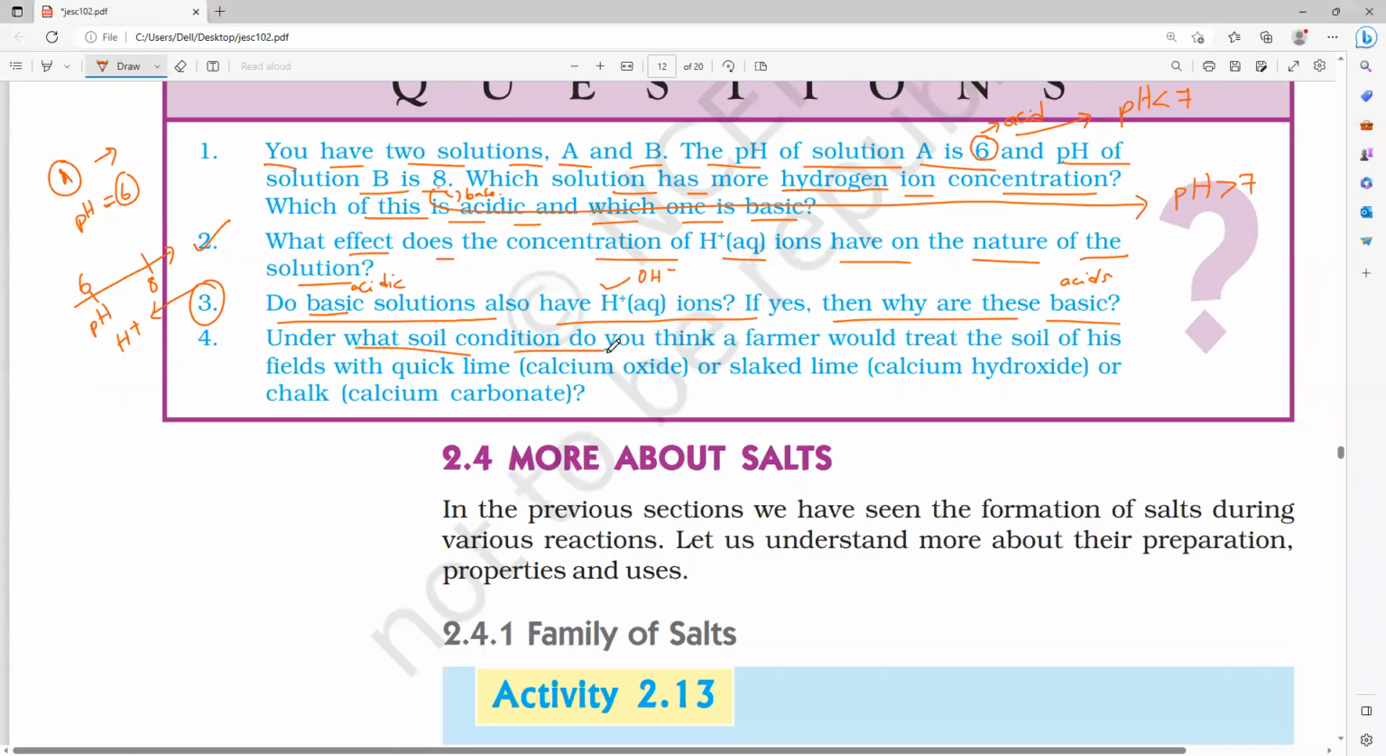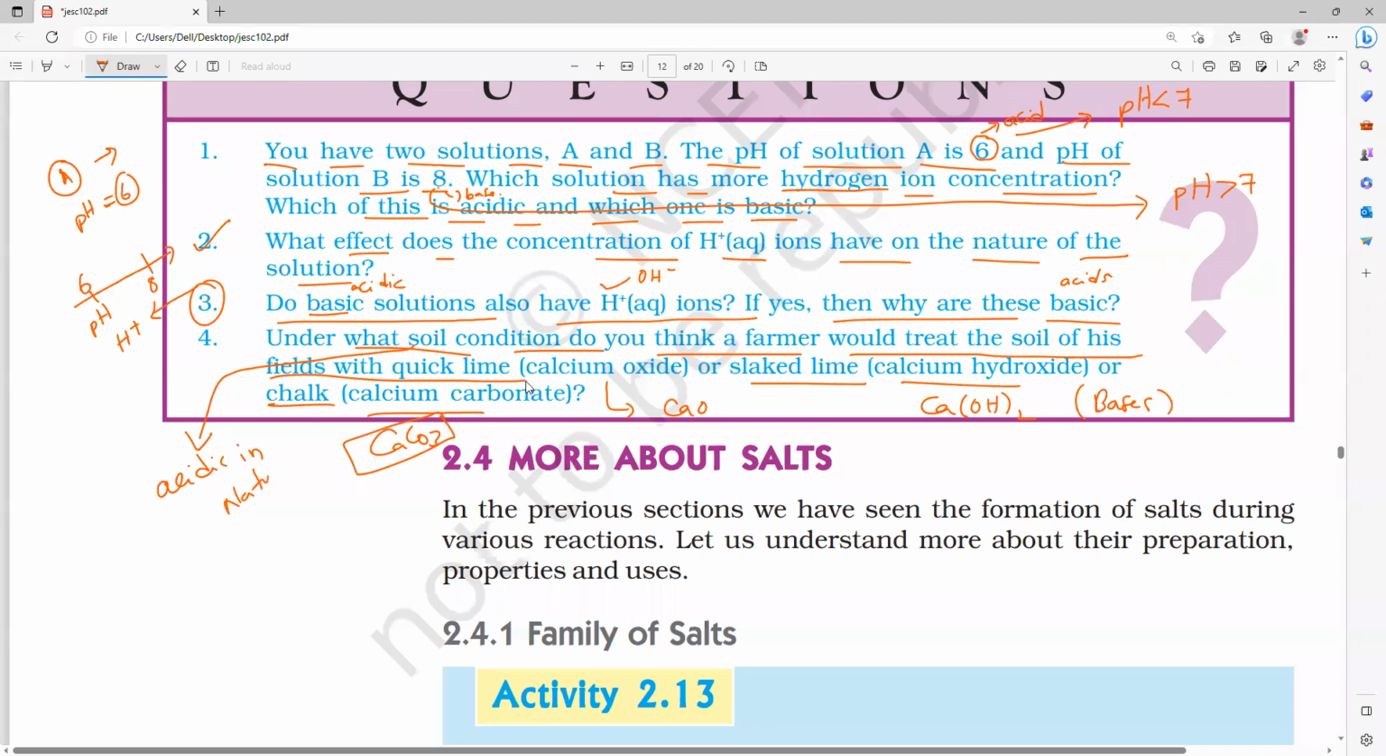Under what soil condition do you think a farmer would treat the soil of his field with quicklime? So we all know quicklime means CaO. Lime means Ca(OH)2. Chalk means calcium carbonate, CaCO3. These all three are bases. So he is adding the base, which means the soil condition is acidic in nature.